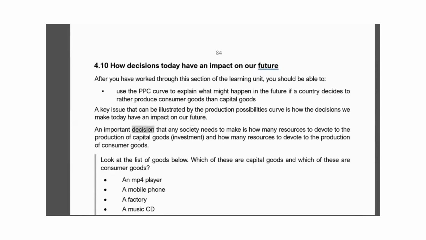An important decision that any society needs to make is how many resources to devote to the production of capital goods, investment, and how many resources to devote to the production of consumer goods. Look at the list of goods below. Which of these are capital goods and which of these are consumer goods?